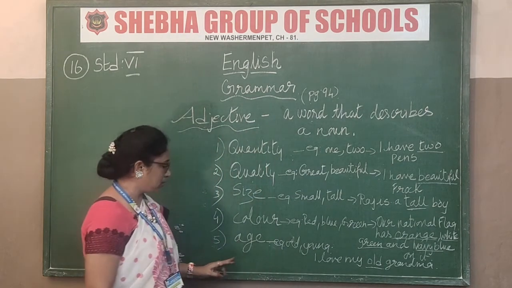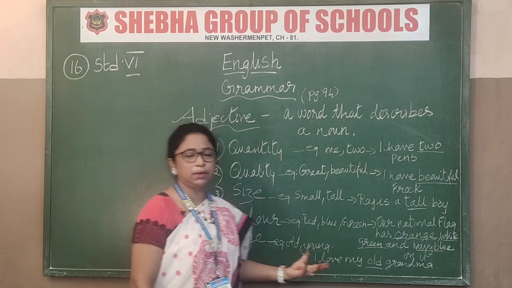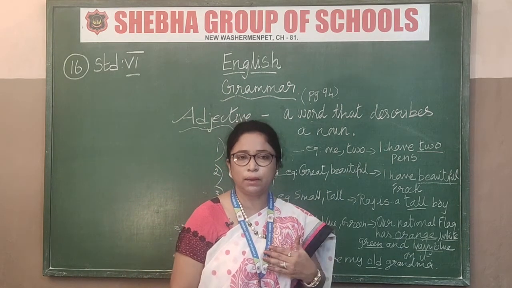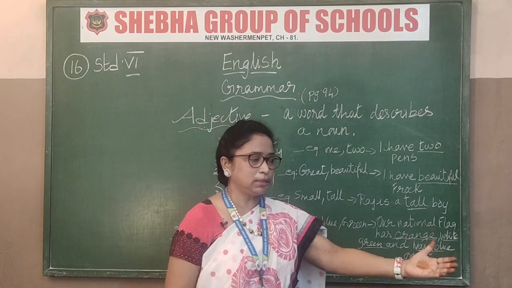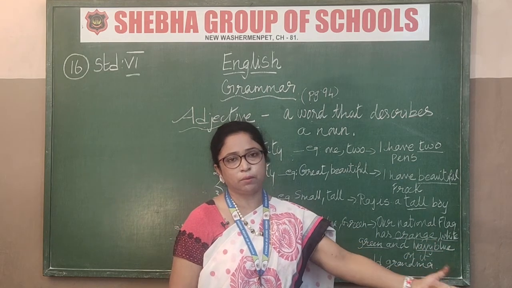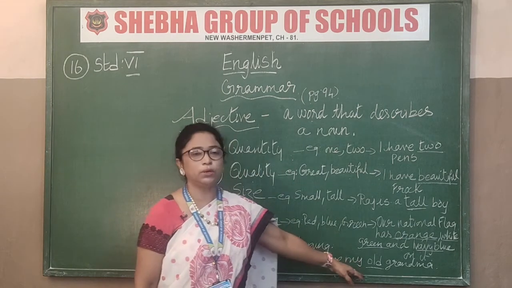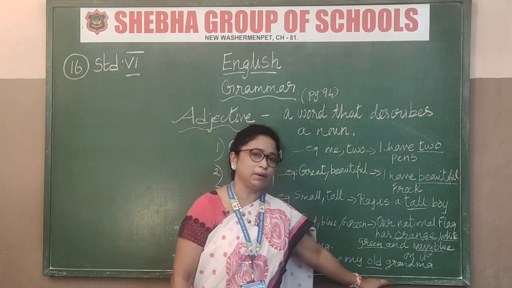The last one is age. How do you describe a noun? I am old. I am an old lady. That boy is a young child, a young boy. How are you describing the child? For example, I love my old grandma. How is your grandma? Grandma is old.